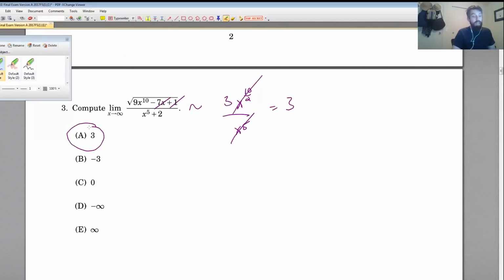It's about as easy as that. If the power on the top is bigger, for example, x to the 11 here, so the numerator would dominate, and would go to positive infinity. If the power was bigger on the denominator, say it was x to the 6th here, then the bottom would dominate, it would go to 0.